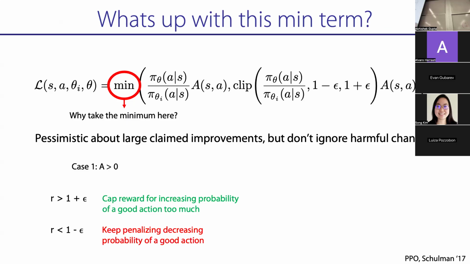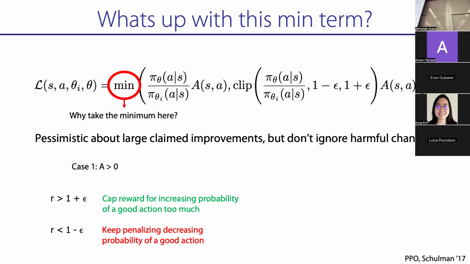Okay, so let's consider two cases. The first case is where the advantage is positive. So let's say your advantage is positive, which means your action is good. The action is better than the average, so you want to increase its likelihood. And so if your ratio goes greater than 1 plus epsilon, you want to increase it, but you don't want to increase it more than 1 plus epsilon. You're saying, I don't want to increase it too much. I don't want to be over optimistic.